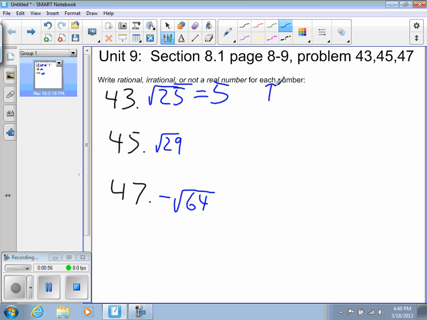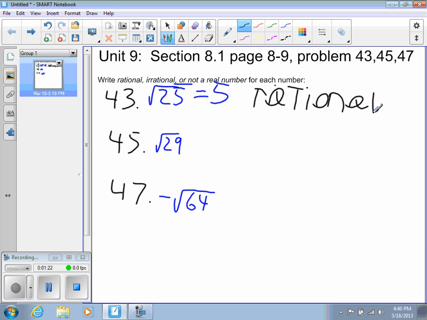Now, let's see if I can write that so it looks like we're saying rational. Okay, I need to calibrate this thing one of these days.